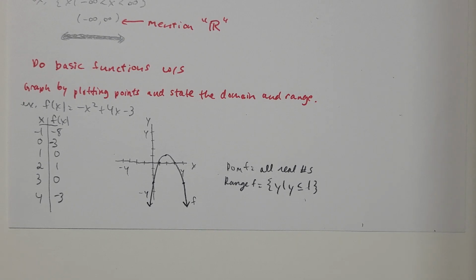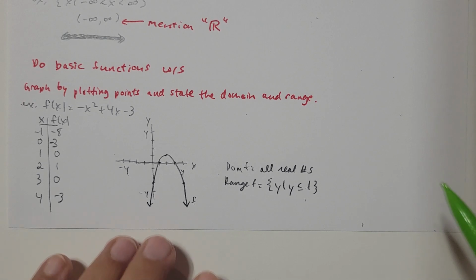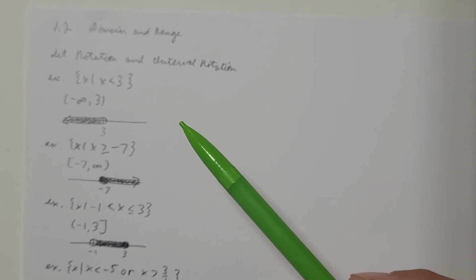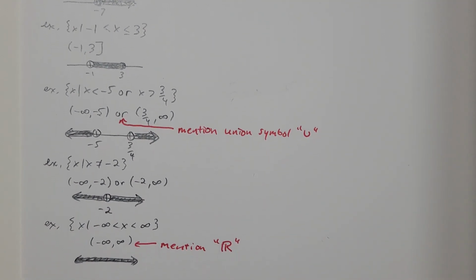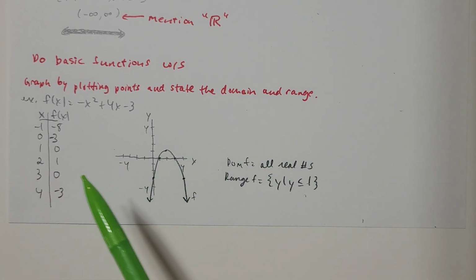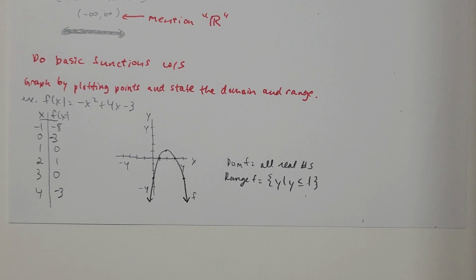All right, so we'll get back to section 1.2. We left off talking about set notation and interval notation. That's really important for various problems that we'll see here. Let's try this example. We're going to graph by plotting points and then state the domain and the range.